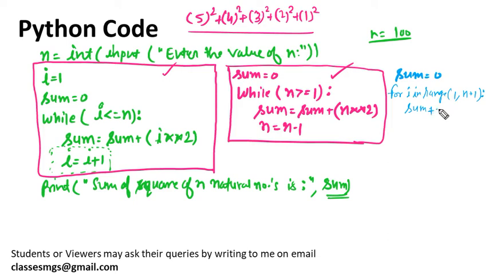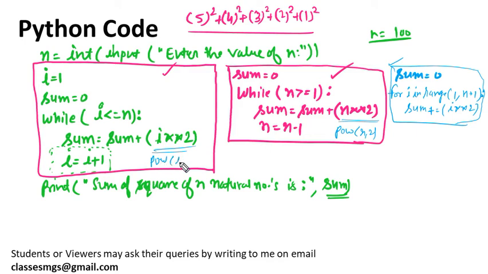So sum plus equals to, what you need to do, i double star 2. This way also you can do, and at the bottom you are already printing the sum value. So this is also a possible solution. There are multiple possible solutions, and using this line you can use the power function also, power n comma 2. Here you can write power i comma 2 if you want. Instead of this line you can use this line. So there are multiple ways, you got the idea. So these are the three logics I have explained.